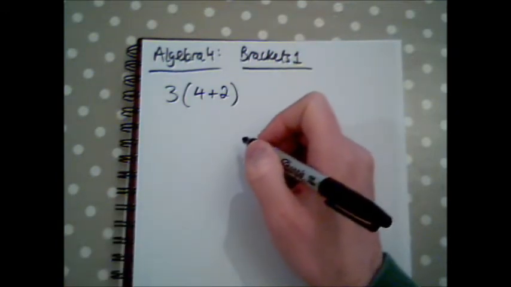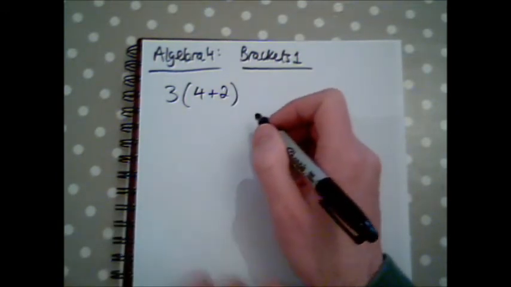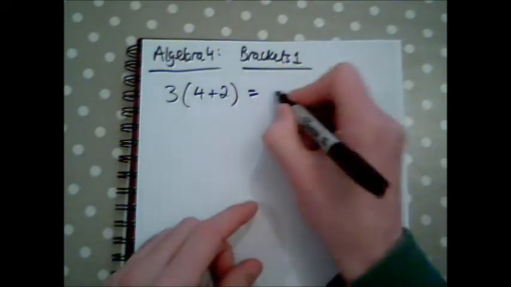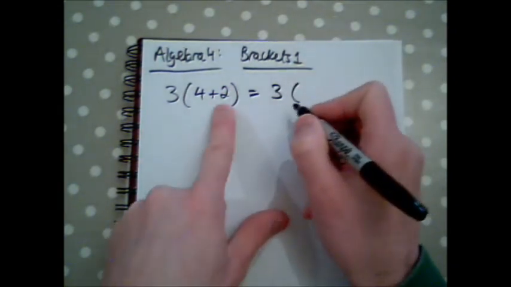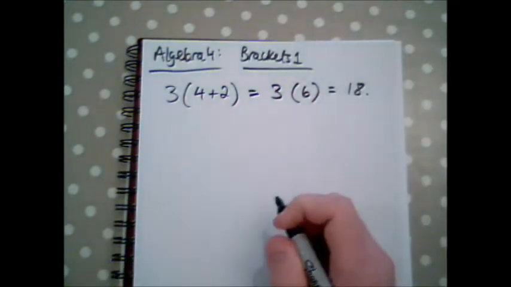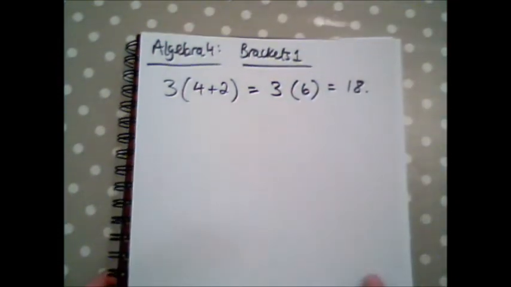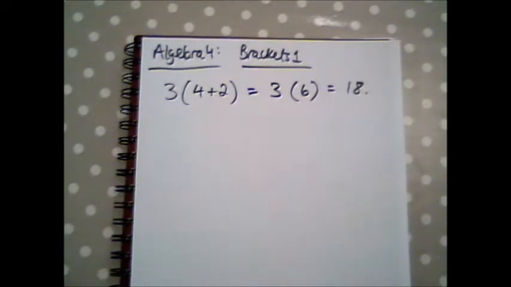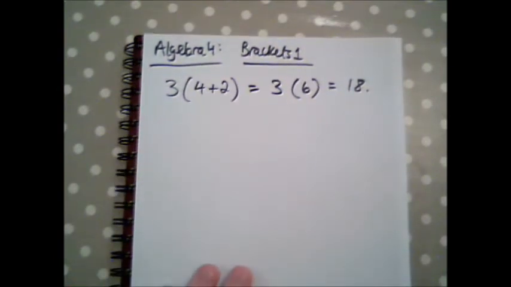Now we all know from our BIMDAS that you can do what's in the brackets first, so you should do what's in the brackets first. So 4 and 2 is 6. So there's 3 6s, which is 18. Alright. Now we're going to do this a slightly different way, and in doing it a slightly different way, we'll see a method for doing the algebra.